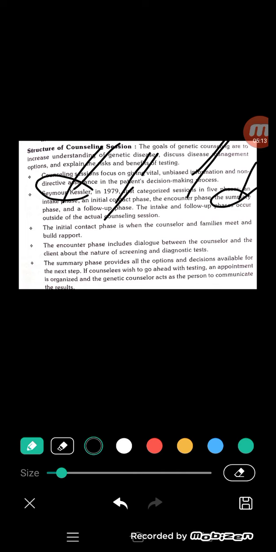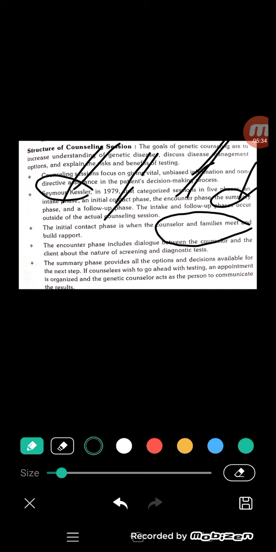These two are the outside of the session. So first of all, the encounter phase. Here the encounter phase is the first one, the second phase. The encounter phase is when the counselor and family meet to build rapport. First of all, the counselor and family members meet together in the hospital or anywhere.